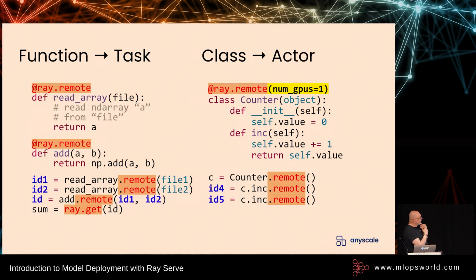And then you can send those references, those futures, to another function which will resolve at the time when it's actually done. And then when the final result is returned, you do a blocking call called ray.get with that particular future, and that's a blocking call. It'll just wait for the process to finish, and you'll get the result back.